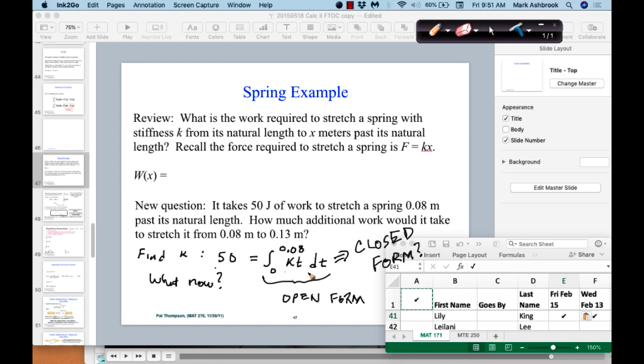So this is giving us motivation to start writing these. We've been writing these open form accumulation functions all semester. We want to start figuring out how, given an open form accumulation function, we can find an equivalent closed form. That's what we're going to start today. And just to reiterate the point one more time.